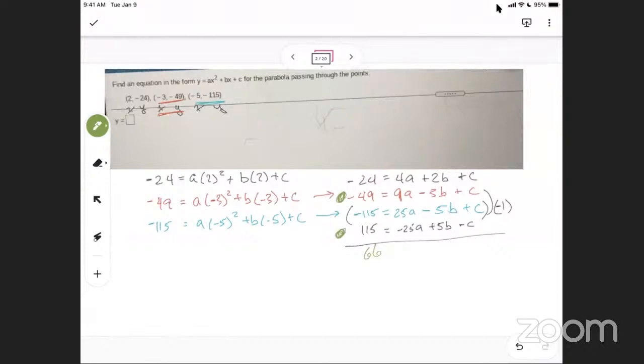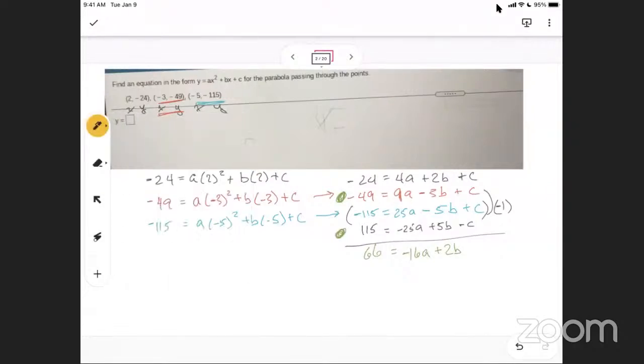5161, yeah, 66 equals... what I'm doing is I'm adding these together. You follow? Yeah. So that equals -16A plus 2B, and the C's are gone.